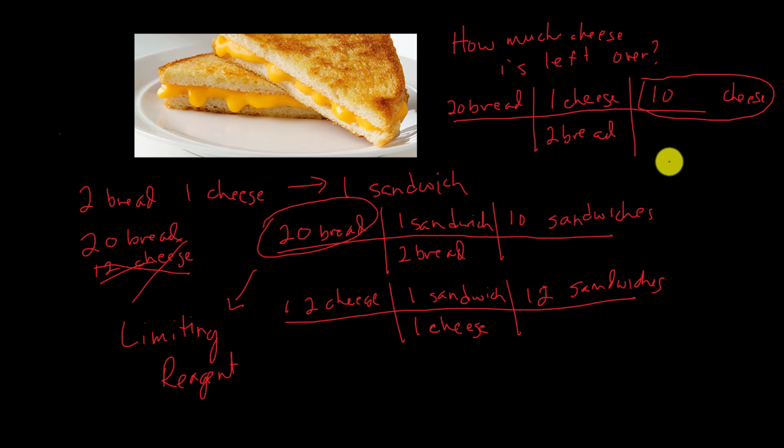So we know that in using up all of the bread, we're going to use 10 pieces of cheese total. And then the last question, of course, is how much is left over. All we do is we take the 12 pieces of cheese we originally had, subtract the 10 pieces of cheese that we use, and we end up with 2 pieces of cheese left over. And that is our answer to that question about how much cheese is left over.